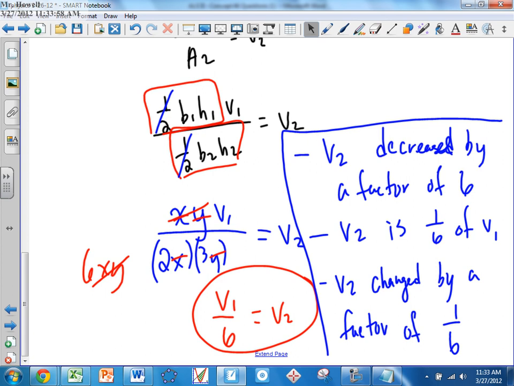And I want you to make sure you understand the difference. Decrease means that we know it's going down already, but what factor, that's the number it's getting cut by. It is 1/6 of V1 because it says V2 equals 1/6 of V1. Because I could also write this, remember, I could write this as 1/6 V1 equals V2. That's the last two parts there.